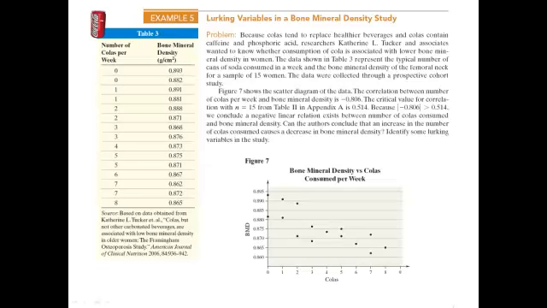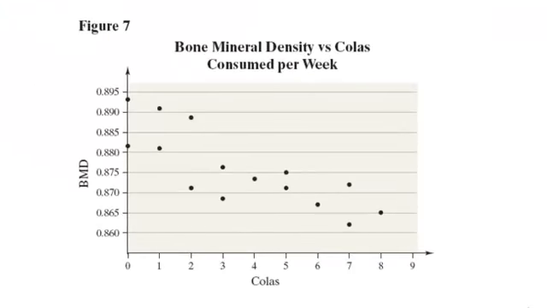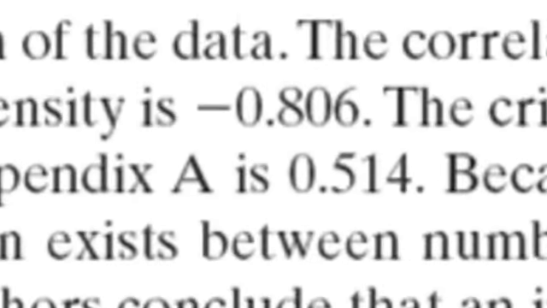And here's another example from your text. This slide deals with a study where researchers were interested in whether consumption of colas was related to bone mineral density in women. And if we look at the scatter plot, we see what appears to be a linear trend in the data. More cola consumption tends to be associated with lower bone mineral density. And the correlation coefficient for these data turns out to be negative 0.806, indicating a strong negative linear relation between the two variables.